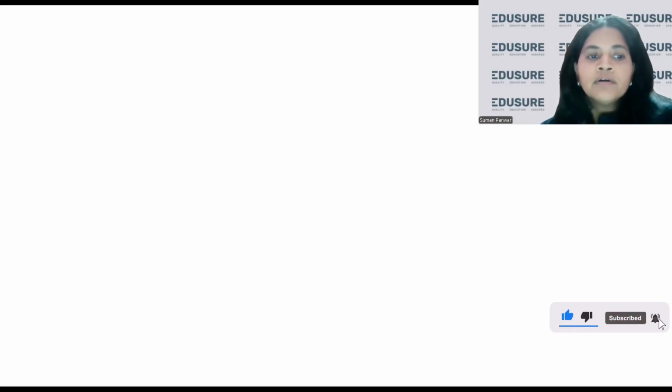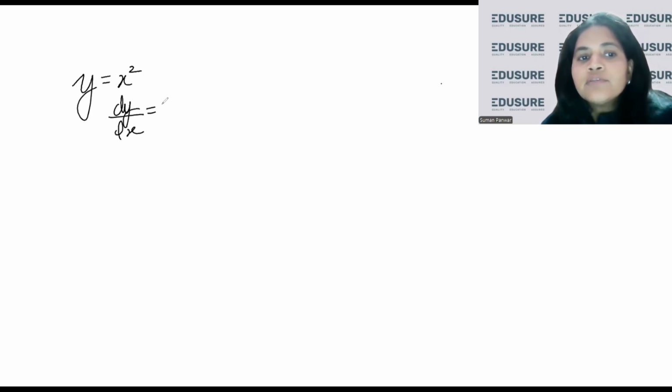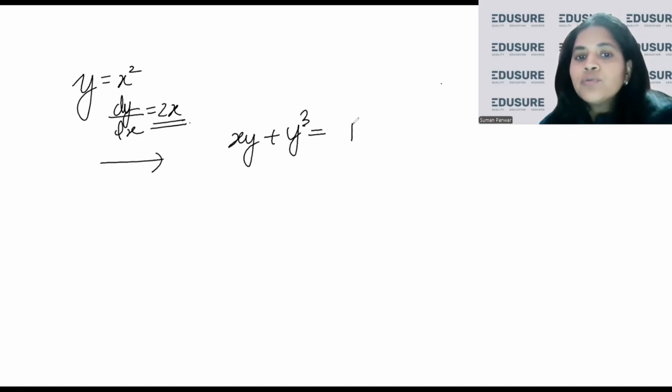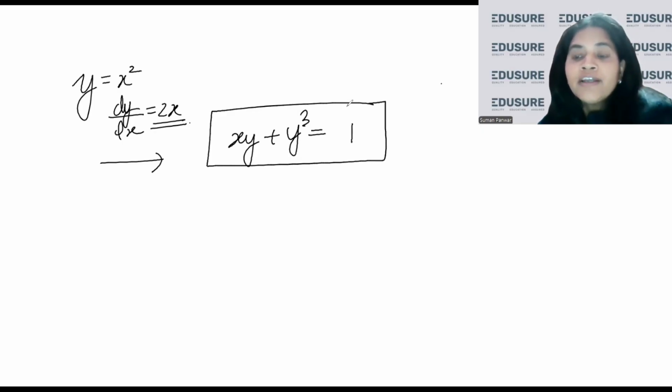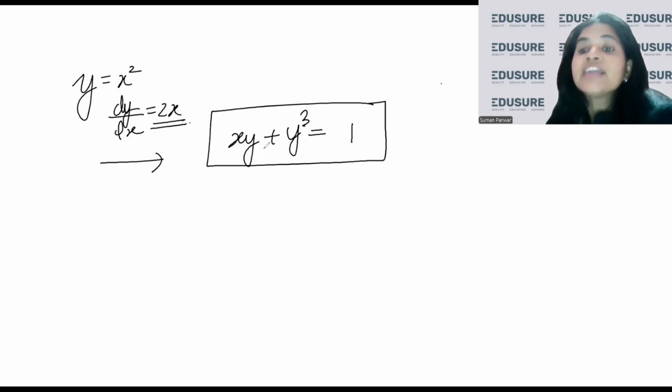So if you remember, we have done equations where y cannot be expressed explicitly in terms of x. What does it mean? For example, if y is equal to x square, we all know that dy by dx equals 2x. But suppose you had a situation like this where xy plus y cube is equal to 1. Then we were taught implicit differentiation. What is implicit differentiation? It means that your y cannot be expressed in terms of x explicitly. You will not be able to separate y over here.